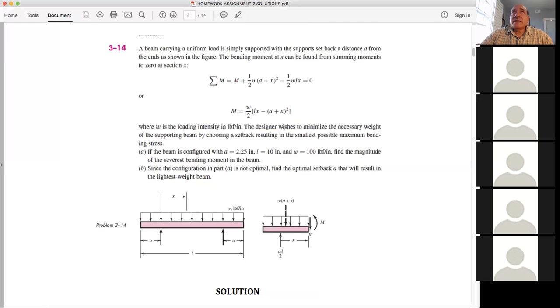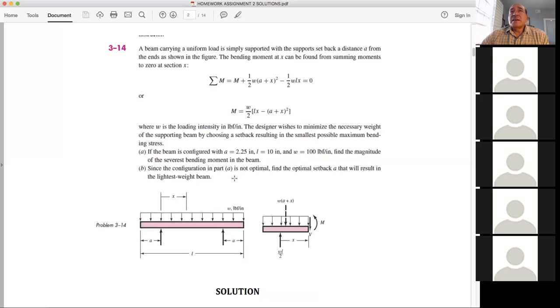It is not so difficult to find this equation by just taking this picture. Given the value of A, substitute it here and find the magnitude of the severest bending moment. The severest bending moment will be the highest, and that depends on where X is. So you can maximize this function, finding the maximum value dependent on X. If you set dM/dx to 0, you get the maximum value.